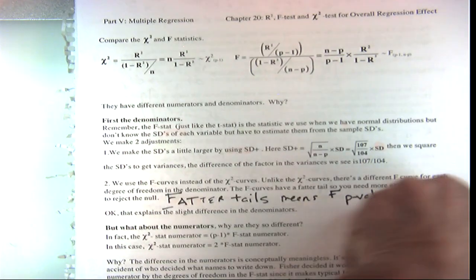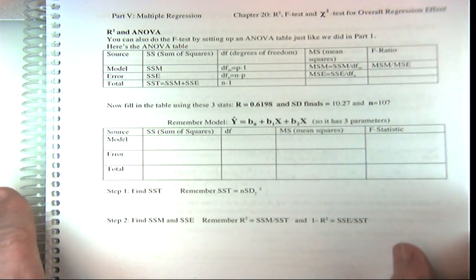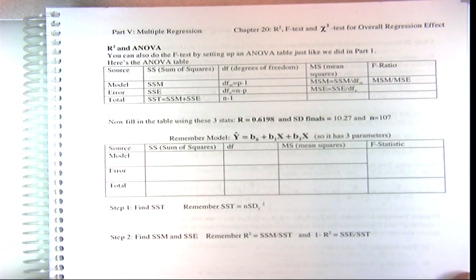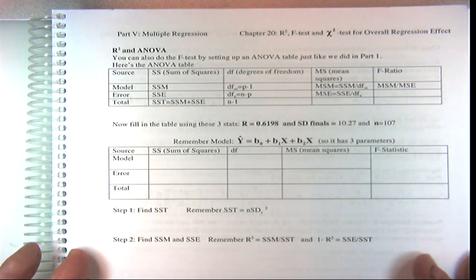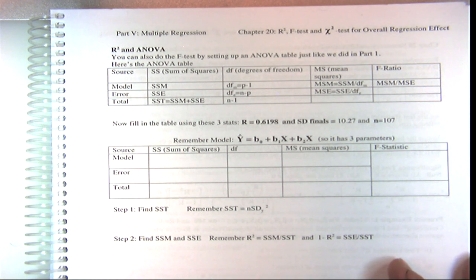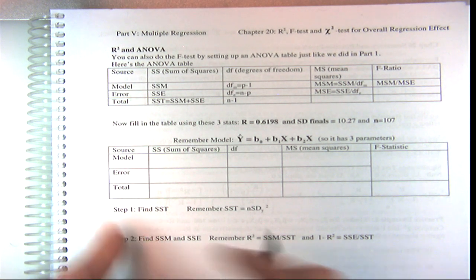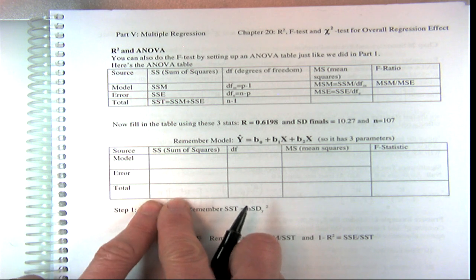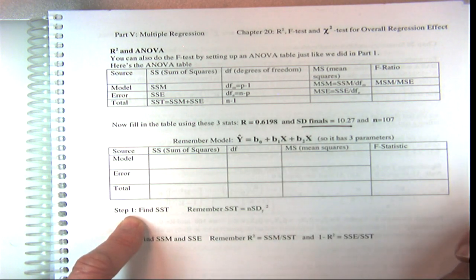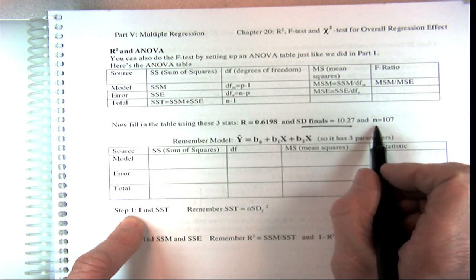This is super interesting, but first let's fill out an ANOVA table so you can do your homework. It's not hard to do, and you know how to do this already. I know it's long, but what do we need to fill out this ANOVA table? First of all, we need the sum of squares total. I gave you the standard deviation of the finals, and you need n.